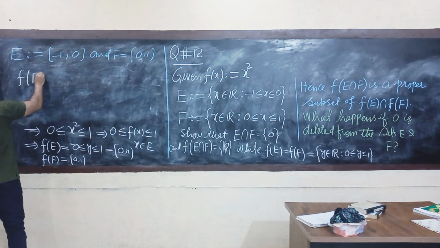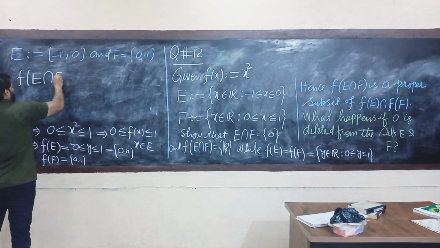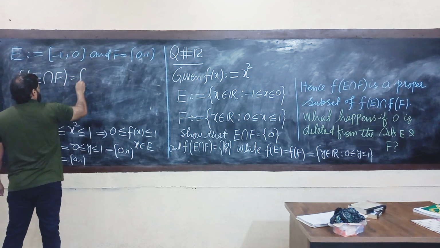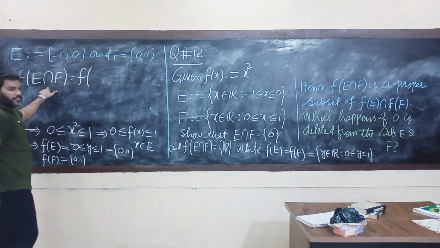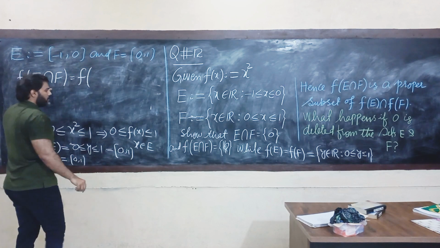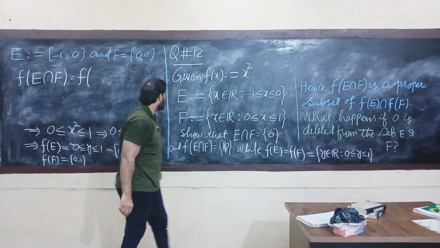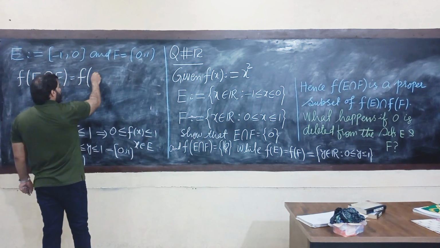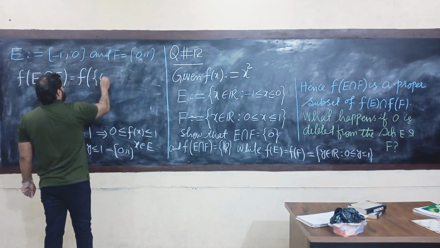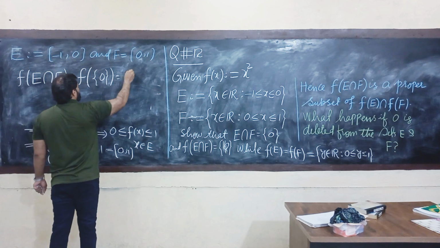f of E intersection F. We have calculated f of E intersection F. E intersection F is just the singleton set 0. This we have already found. This was 0.